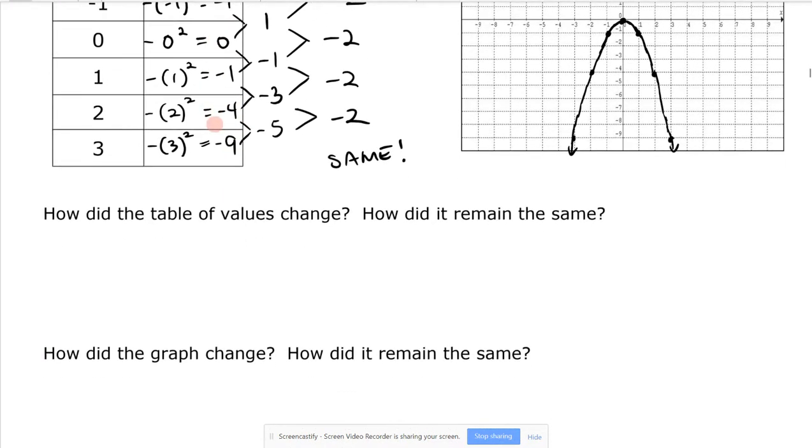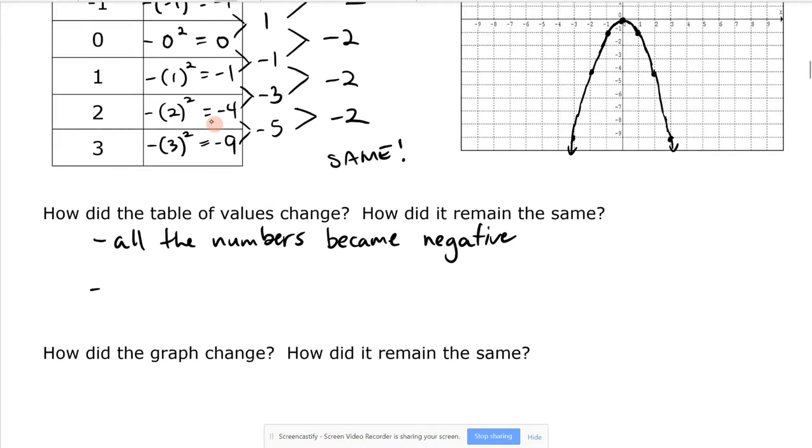So how did the table of values change? All the numbers became negative. The number values stayed the same.